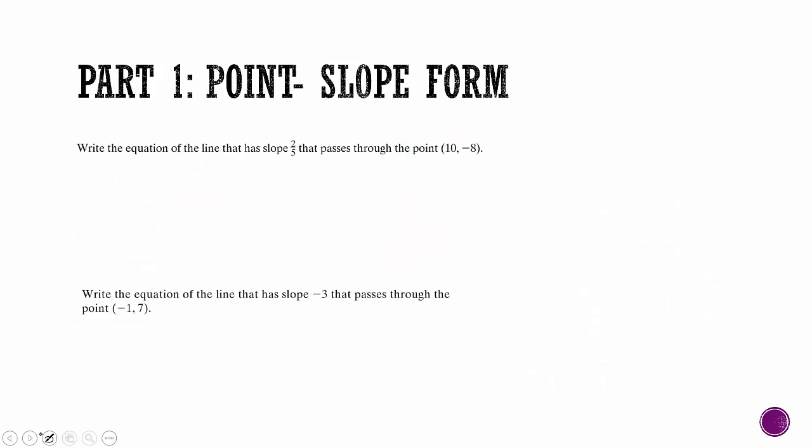So the other types of problems you're going to get for this section give you just bits and pieces of information, and you have to come up with an equation. So write the equation of a line that has a slope of 2/5 and passes through the point 10, negative 8. So this gives you two pieces of information. It tells you a slope and it tells you a point. So let's use point-slope form.